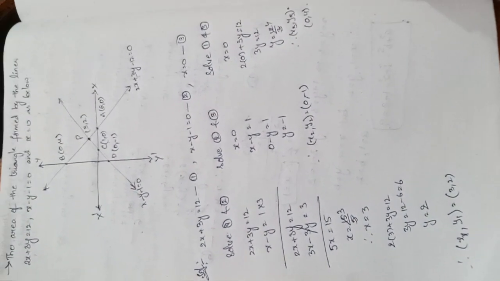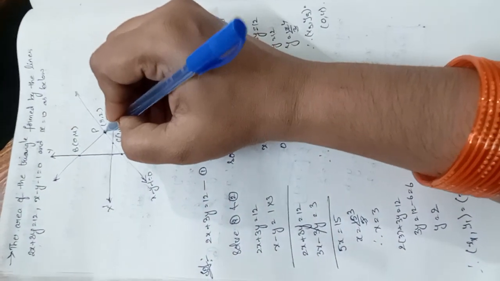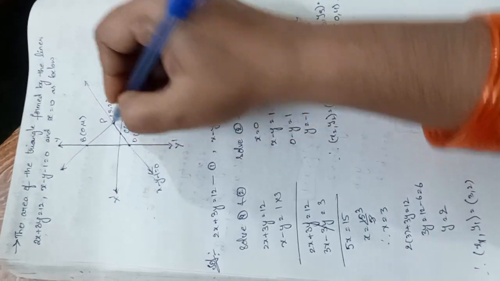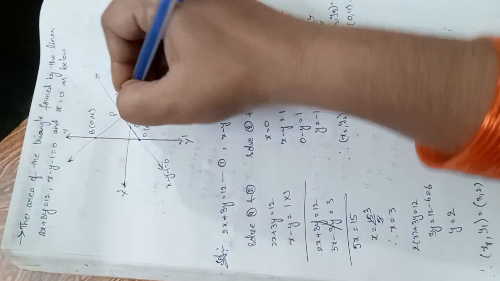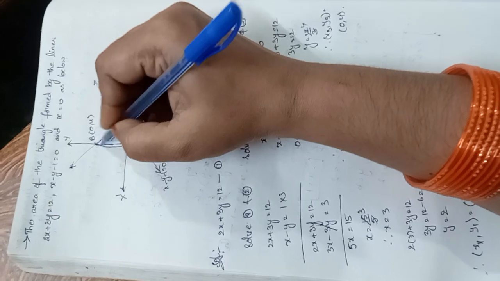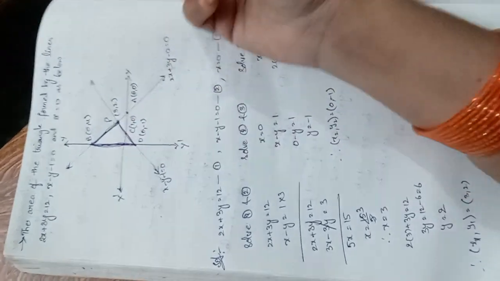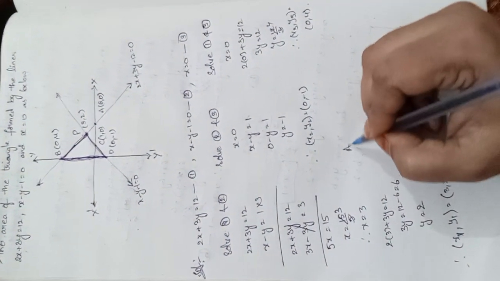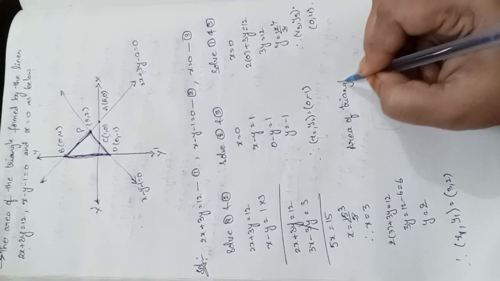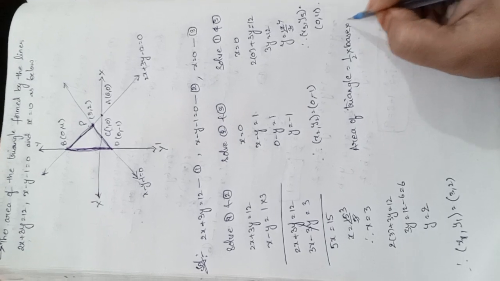Okay, so from these points we can conclude which triangle it is. See, one more point, (0, -1), means this, and one more point, (0, 4), means this. This highlighted one is the triangle whose area we have to find. So what is the area of a triangle formula? Area of triangle equals half into base into height.